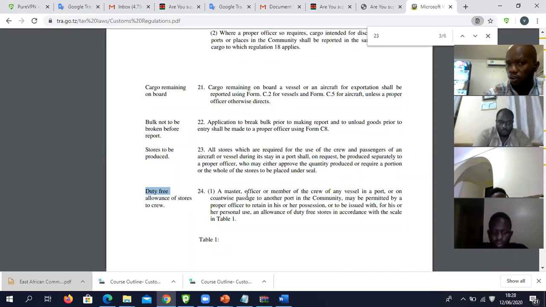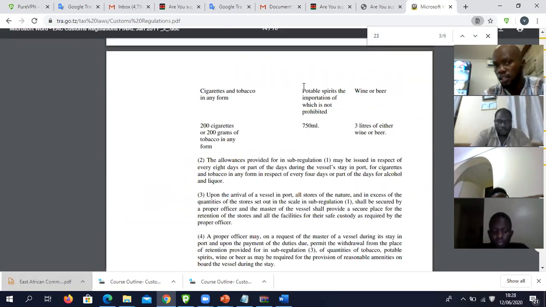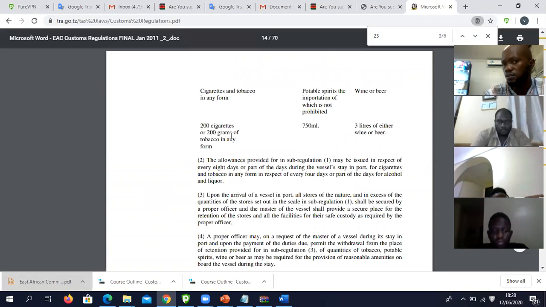So a master, officer, or member of the crew of any vessel in a port or on coastwise passage to another port in the community may be permitted by the proper officer to retain in his or her possession or to be issued with for his or her personal use an allowance of duty-free stores in accordance with the scale of table 1 below. So these are the duty-free stores. 1, cigarettes and tobacco in any form. Portable spirits, the importation of which is not prohibited.